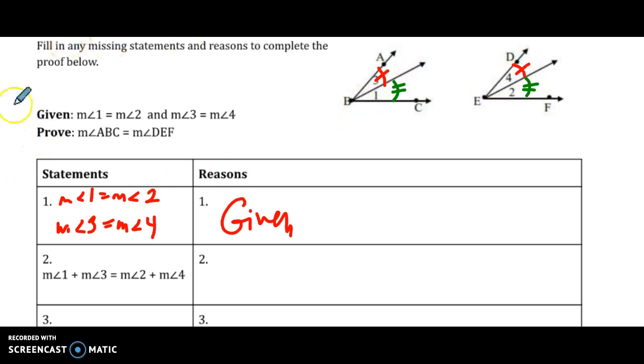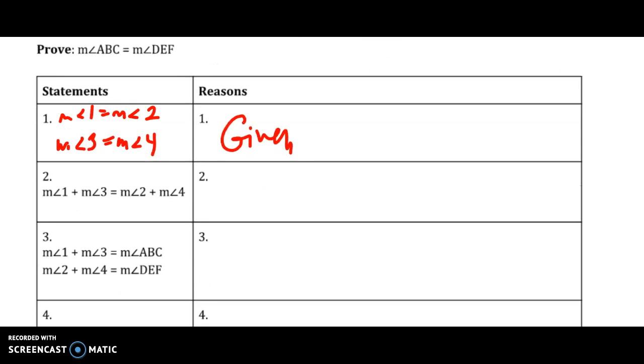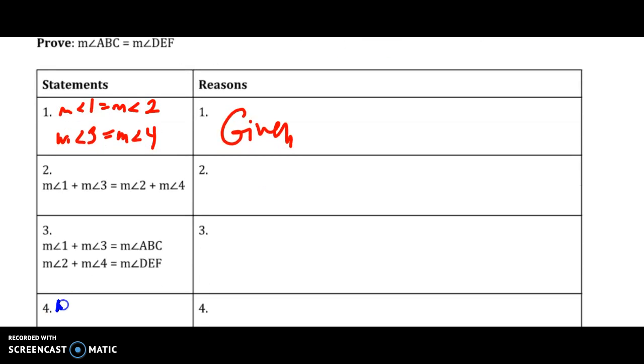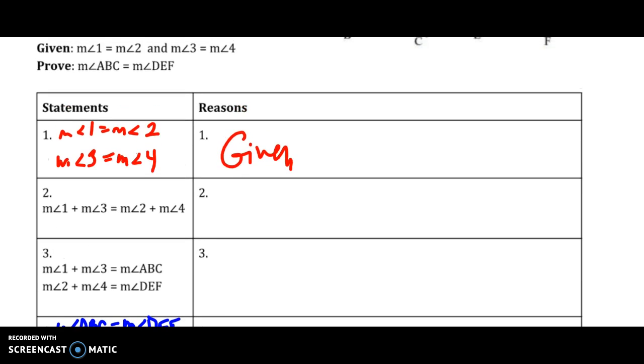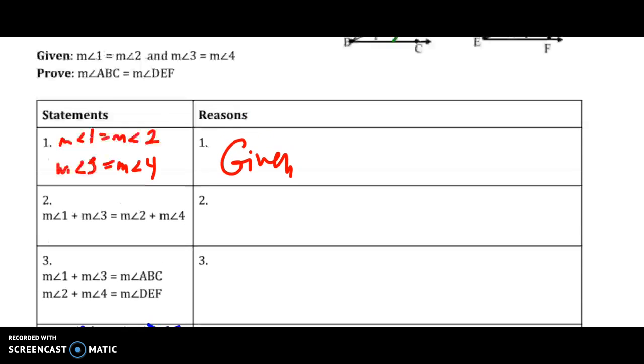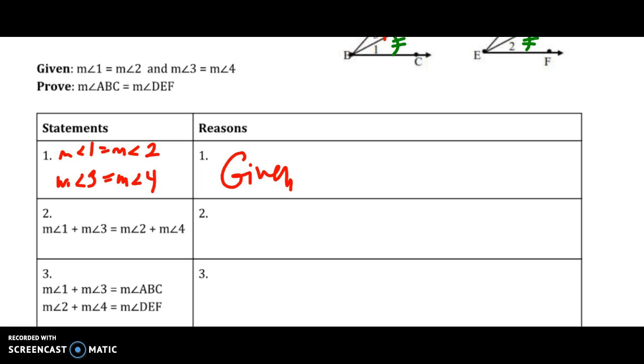Another thing I'm going to fill in right away is the last statement of my proof, which says that the measure of angle ABC equals the measure of angle DEF. Remember, the last statement of your proof is what it is you are trying to prove. And notice we only have 4 items here, so that's going to go in that step. So now I need to actually look at what statements they're making and see what properties, theorems, postulates, whatever they are, will help me to describe why they are able to state these things.